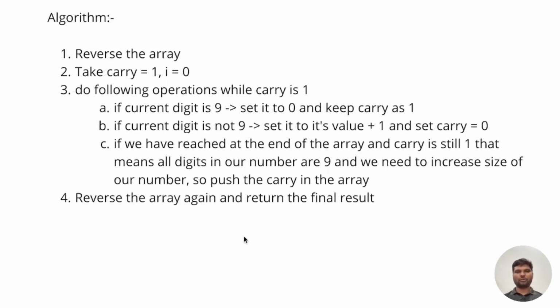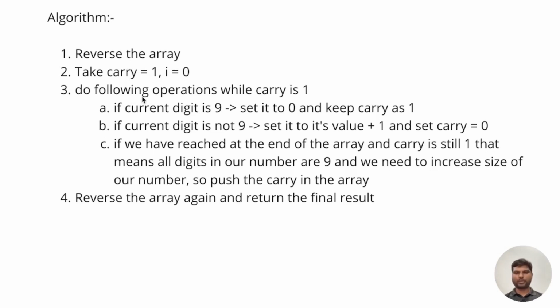So we just saw how to add two numbers using elementary mathematics. A similar thing we will use in this problem as well. The first step is to reverse the array. We are reversing the array because we need to add from the last digit. Then we will take carry as 1. Carry represents something which you need to add to the number, and i is equal to 0. i represents the index at which we currently need to add.